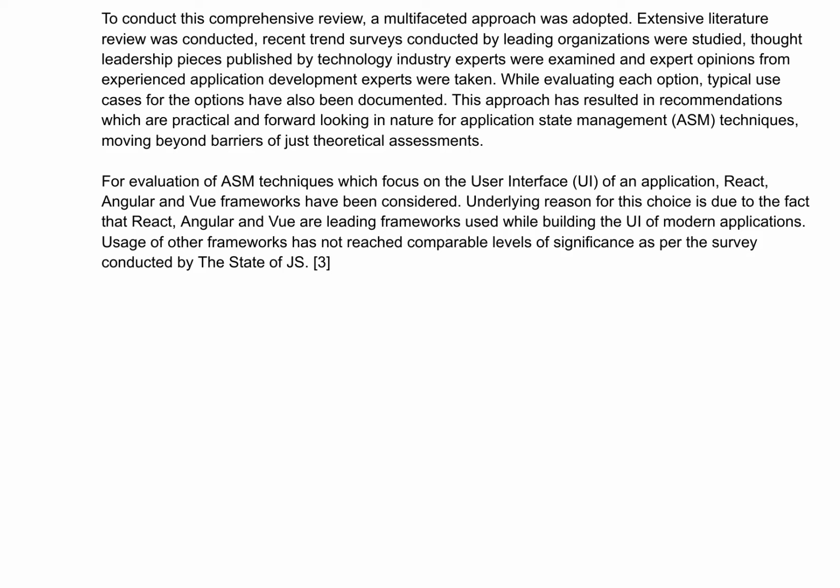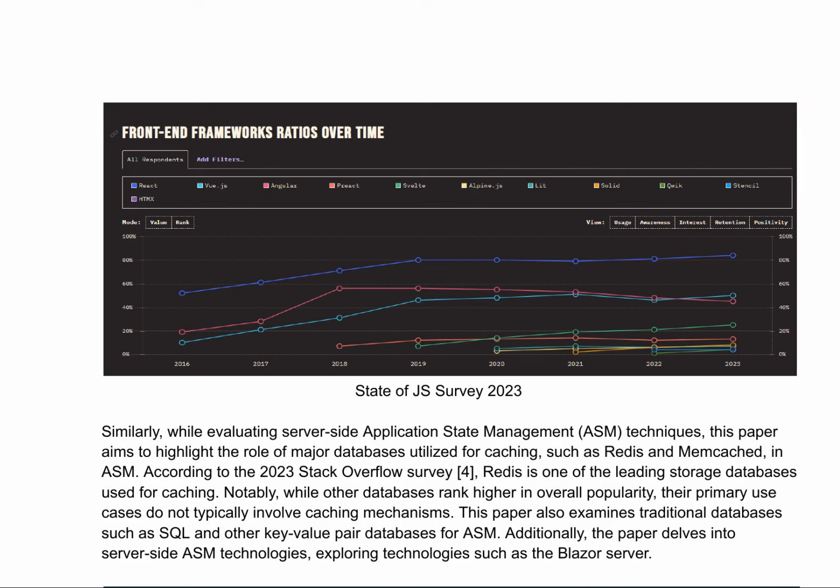It critically analyzes the effectiveness, adoption, current trends, and future scope of these ASM techniques and recommends key use cases, benefits, and disadvantages of using each of these. This research paper examines server-side application state management (ASM) techniques, with a focus on the role of major databases such as Redis and Memcached in caching.